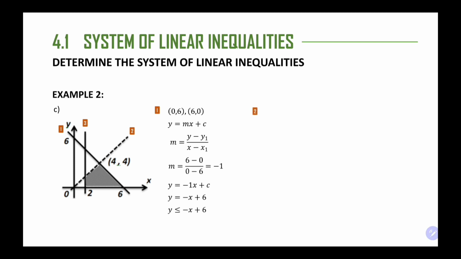Next line, we take out 2 points on the line. So we have (0, 0) and (4, 4). We use linear formula y equals to mx plus c. Then we find the gradient. We substitute points. Then we get 1. Then we substitute back into formula. So we get y equals to 1x plus c. c is the value on the y-axis, which is 0. So we put y equals to x.